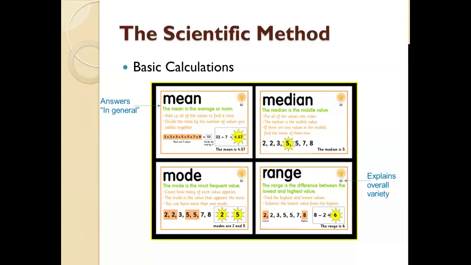Right, so some basic calculations, some of these you're aware of, just to refresh on how to get them. The mean is also known as the average. This answers the question, in general? To get this number, you take all the data points you have, add them up, and then divide them by the total number of data points. It's finding you the in-between mark.